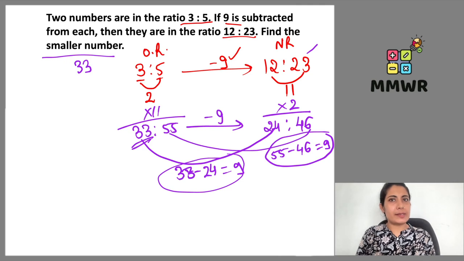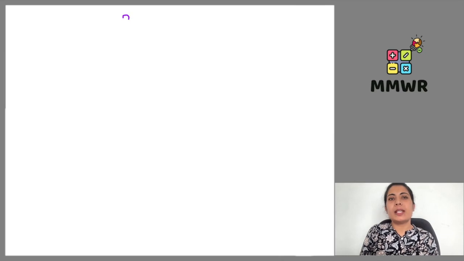I hope it's easy to understand rather than doing it by the longer way. I'll show you the longer method also for this. 3x and 5x are the numbers. After doing addition of 9, we are getting 12:23.